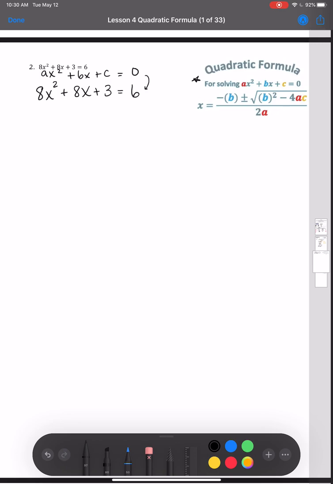So all you're going to do is take this 6 and subtract it, because it's positive. Remember, if it's not written, it's positive. And we're going to line it up with its like term. And now we're going to have 8x squared plus 8x minus 3 is equal to 0. And now we have the form that we need.